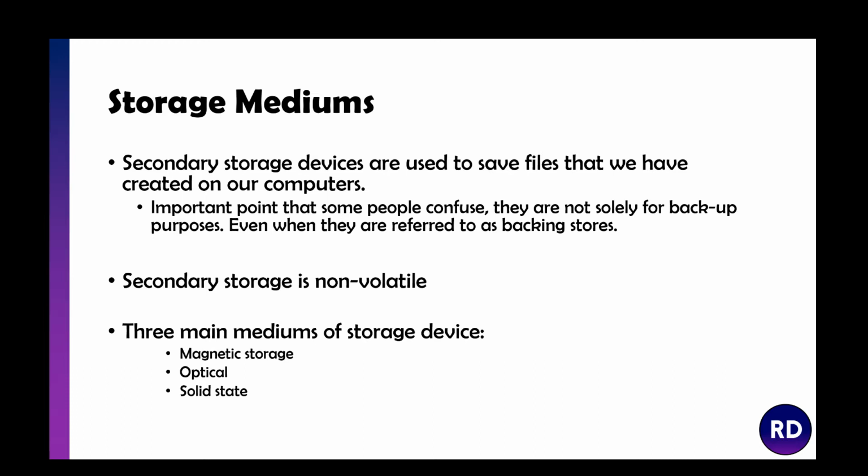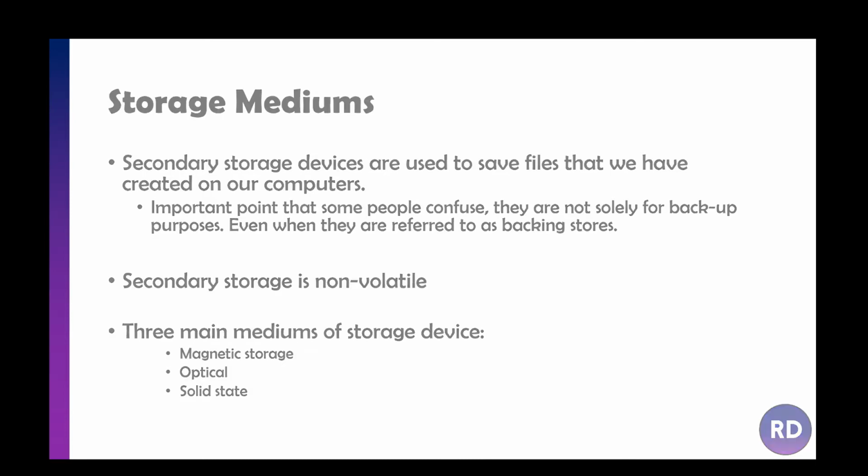Now, secondary storage is non-volatile. What volatile means is when it is not being powered or it's not got electrical current, it will forget what's stored in it. So secondary storage, even when your computer's turned off, remembers everything. Therefore, it is non-volatile. And there are 3 mediums of storage device. You've got magnetic storage, optical storage, and solid state. And sometimes we also throw in cloud storage as well, as that's becoming more popular in the modern age.